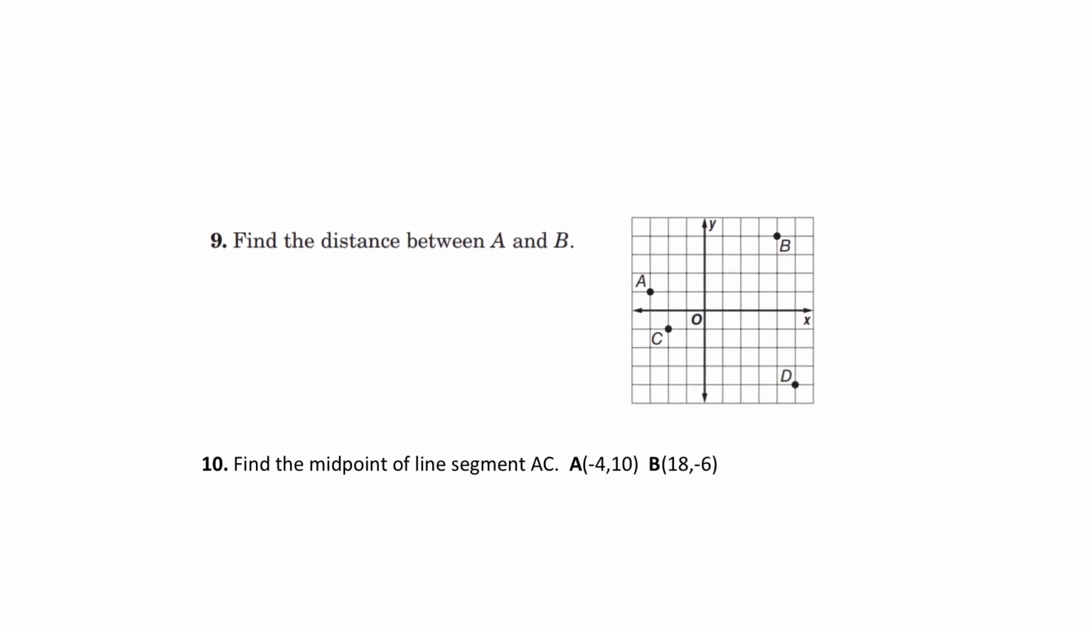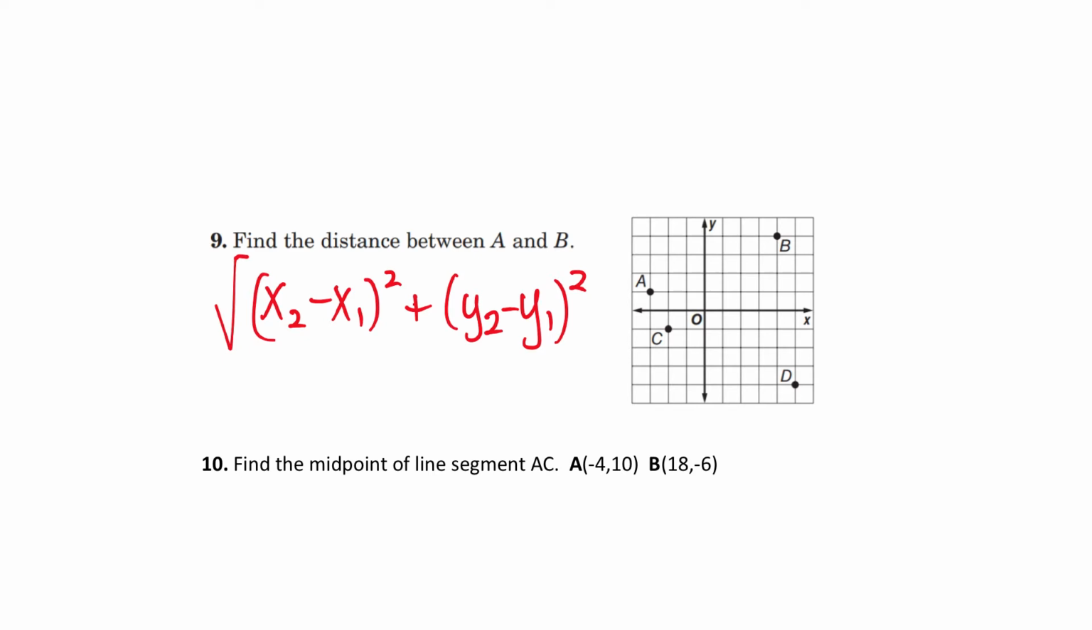Number 9 says find the distance between A and B. So let's write the formula down first. It's x2 minus x1 squared plus, in parentheses, y2 minus y1 squared, all square rooted.